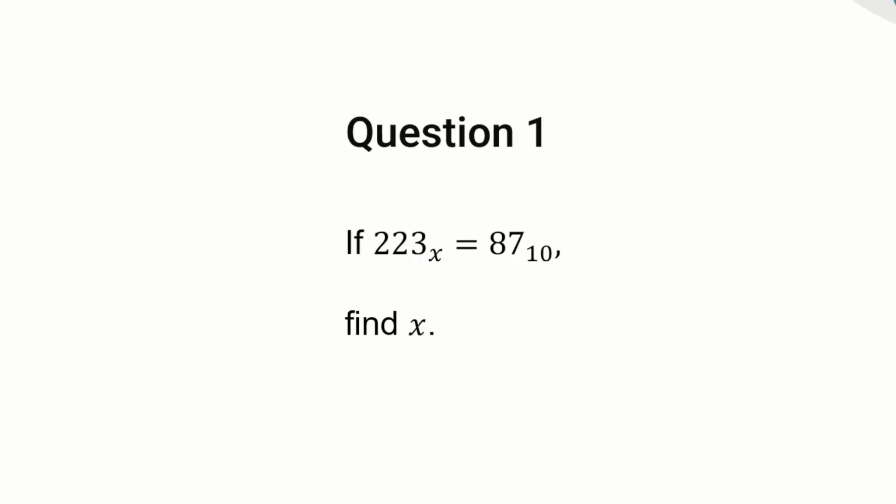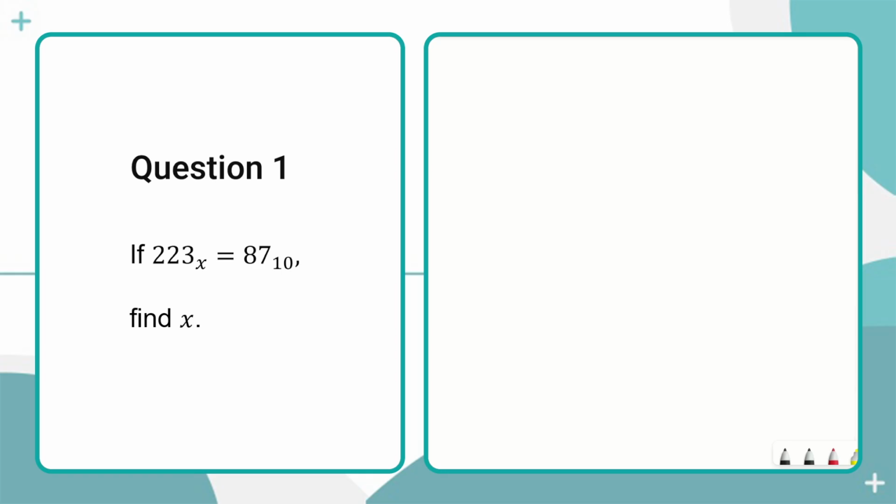The question says that if 223 base x is equal to 87 base 10, find the value of x. Let's look at how we can solve this question. In the question, we have been given a number in a base we do not know. So 223 base x is equal to 87 base 10. We must apply the concept of converting a number from any base to base 10 in order to make sure that this and this are in the same base.